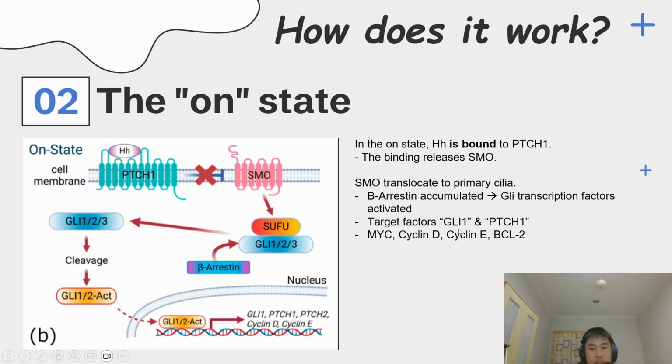So target genes like Gli1 and Patch1 are produced so the negative and positive feedback loop can continue, while MYC, cyclin D, and cyclin E over here are created for cell proliferation, while BCL2 helps with cell survival.